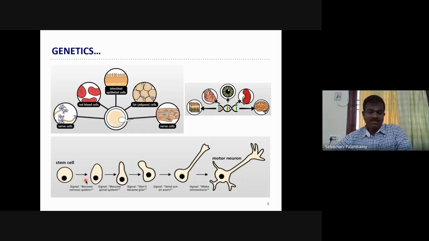It receives some signals and eliminates certain signals, and it accepts the required signal, and then it differentiates into a specific thing. So something is programmed here, what to accept and what not to accept. So these are the characteristic traits that we derive from our forefathers or parents.